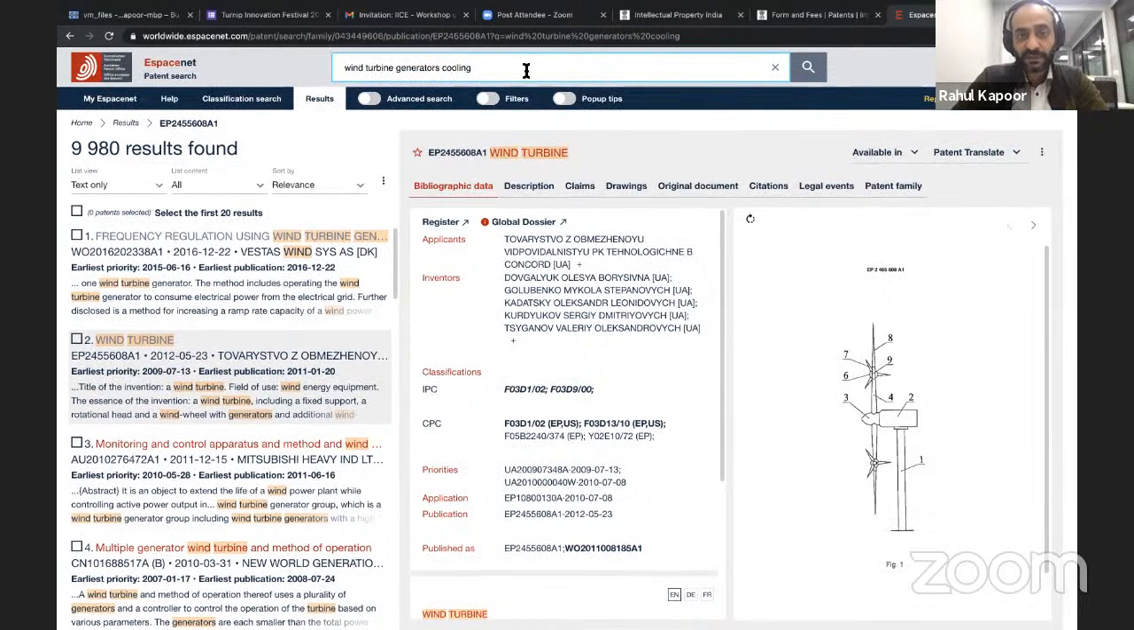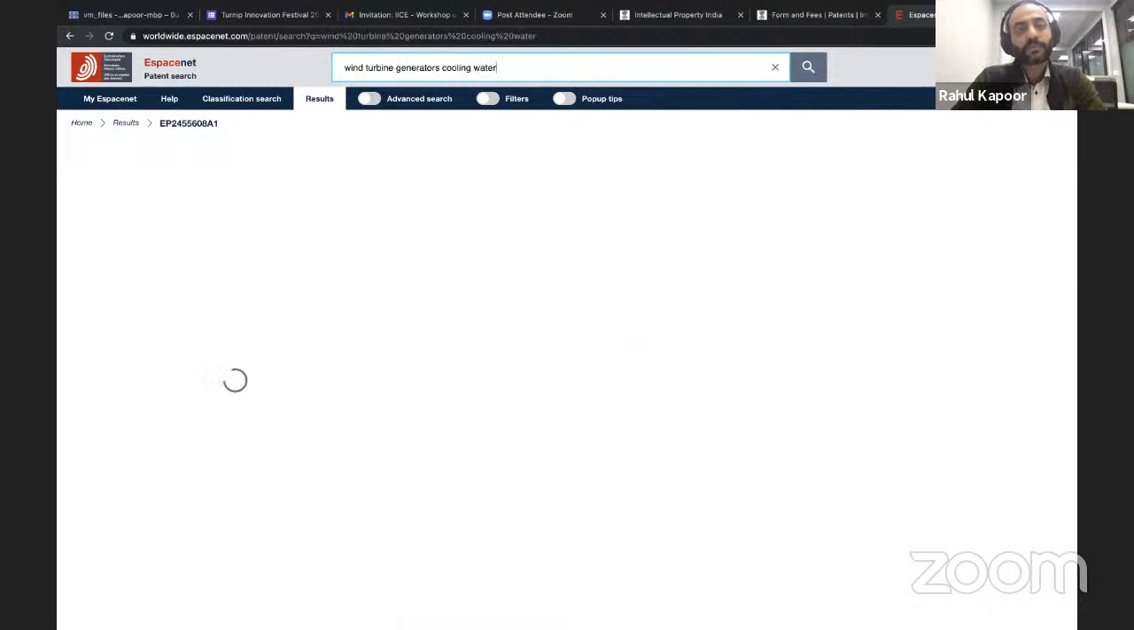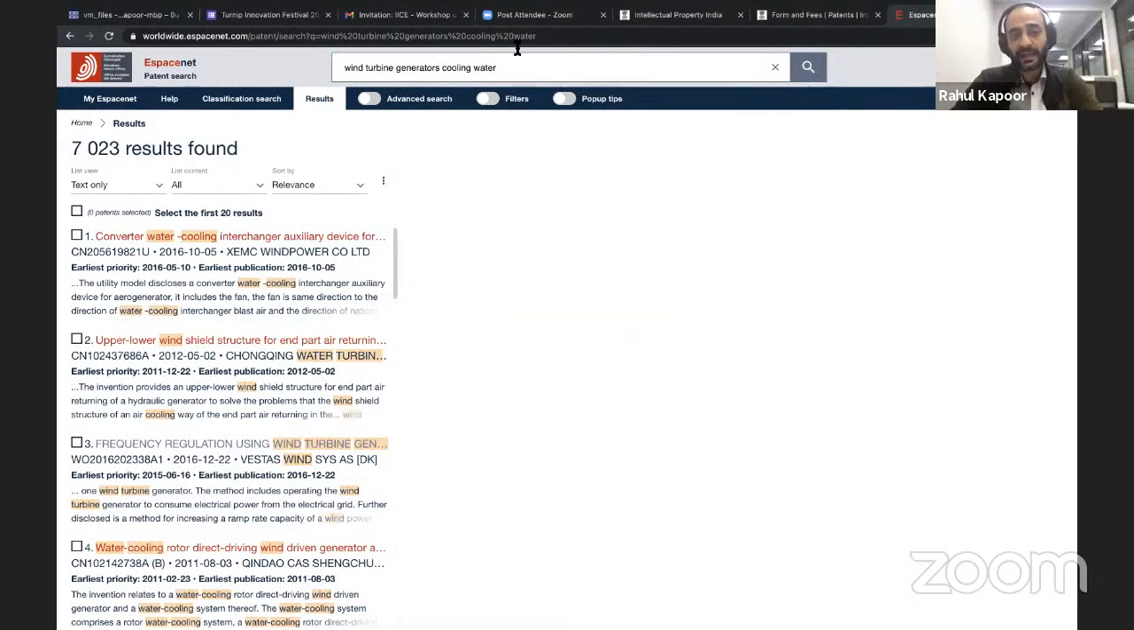So you can go even further. Suppose you want the cooling to be done by water, or by some kind of oil. You see, again, the results come down. So the more keywords you add to your query, the more precise the relevance score will become, and the more narrow the number of results will get. This is how you can progress.